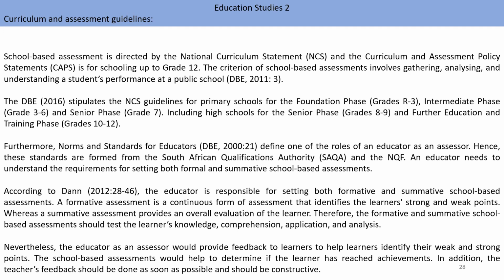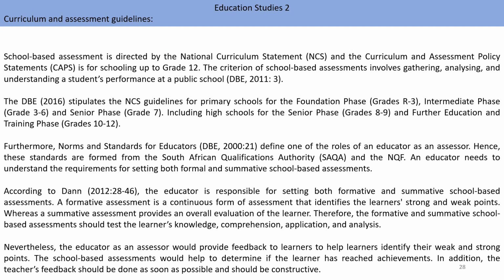A formative assessment is a continuous form of assessment that identifies the learner's strong and weak points, whereas a summative assessment provides an overall evaluation of the learner. Therefore, the formative and summative school-based assessments should test the learner's knowledge, comprehension, application, and analysis.